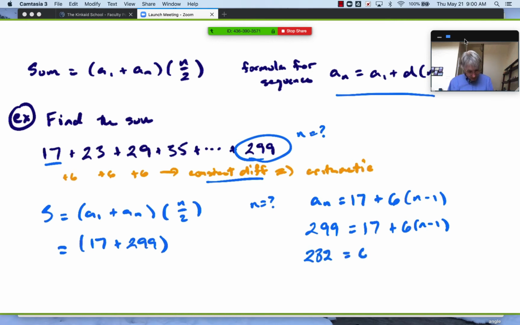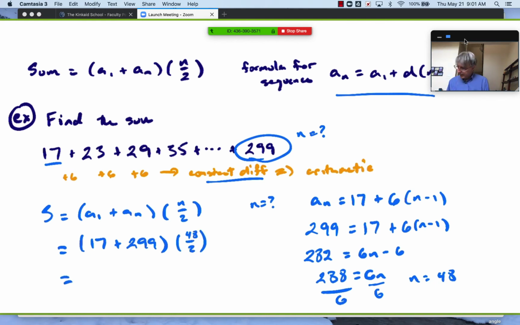Subtract 17 from both sides, maybe distribute the 6, 288 equals 6n, divide by 6, divide by 6, n equals 48, and so then that's what's going to go here in the formula for the sum. I use my calculator and figure out that that equals 7,584.